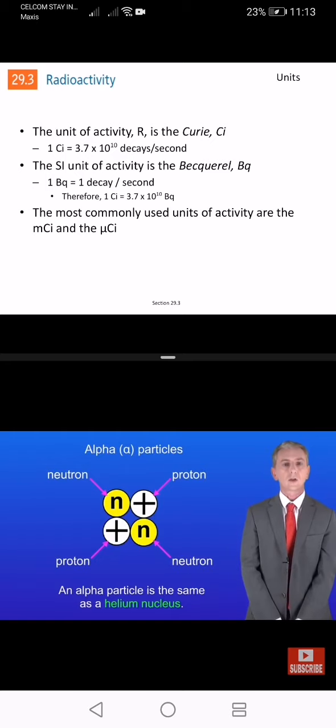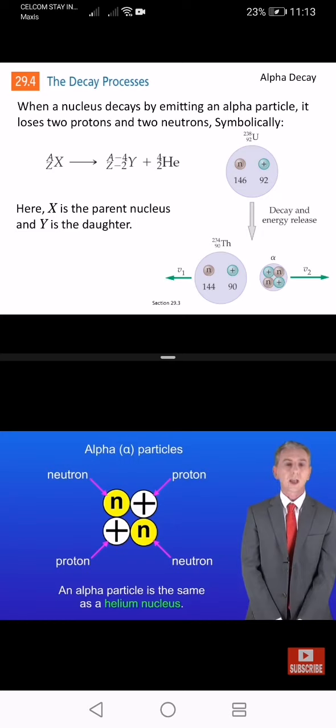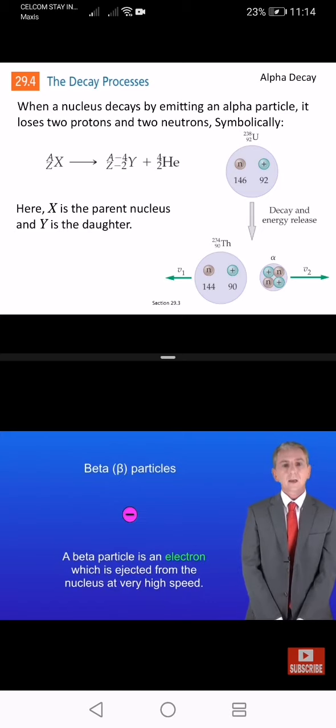Alpha particles consist of 2 protons and 2 neutrons. That means that an alpha particle is the same as the nucleus of a helium atom. You don't need to get too bogged down by that idea, but you do need to remember it for your exam. The second type of radiation is called a beta particle.